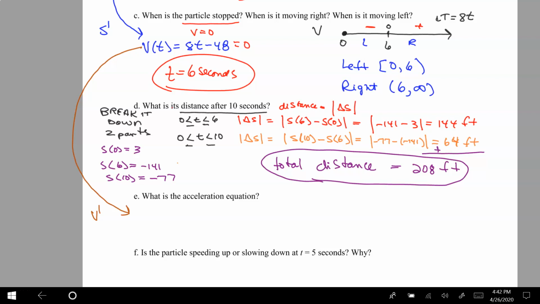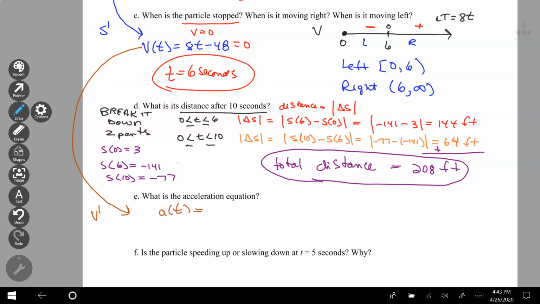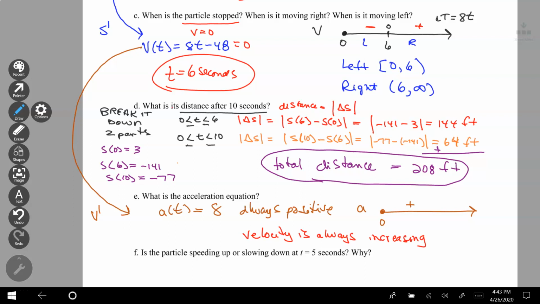So now I have to figure out the acceleration equation. So I take the velocity equation. I'm going to take its derivative. So I get a of t is equal to 8. It means it's always positive. If I made a number line of this, starting at 0 and going out, it will always be positive, which means velocity is always increasing. That's always going on. The velocity is always getting a higher and higher and higher value. Not the speed, it's velocity.